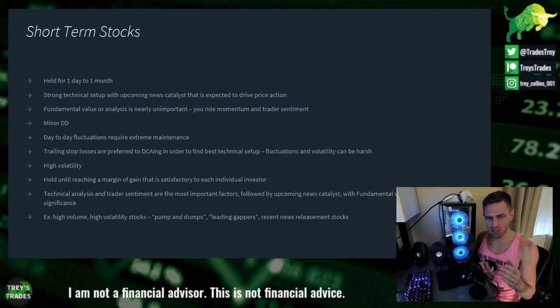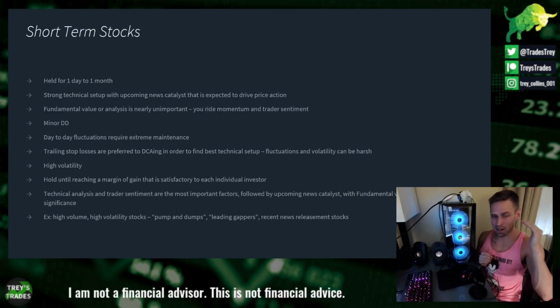Technical analysis and trader sentiment are the most important factors, followed by upcoming news catalysts, with fundamental value being of no significance. An example of these would be stocks with high volume, high volatility stocks, pump and dumps, right? A pump and dump is essentially a stock that will have a crazy gain of like 60%, sometimes 100, 200, 300, 400, 500%. That does happen in single days, but then it comes crashing back down. And the dump is essentially when a stock comes back down to previous levels or maybe slightly higher than previously.